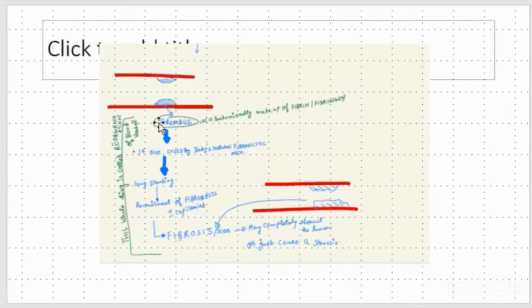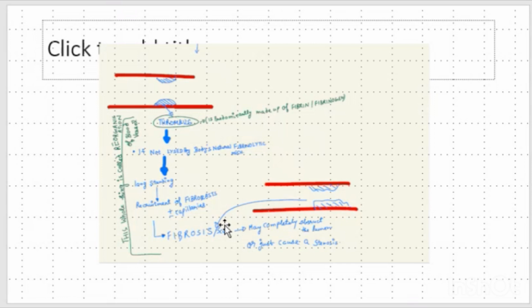So if you see you have a thrombus here, if it is not lysed by the body's natural fibrinolytic mechanisms, plasmin, etc., over time it will recruit fibroblasts, capillaries, and ultimately cause fibrosis and scarring in that vessel. Now, it depends how big the thrombus was and how much the fibrosis was. The fibrosis may completely occlude the vessel, or it may cause just a stenosis, just like I drew in this diagram.